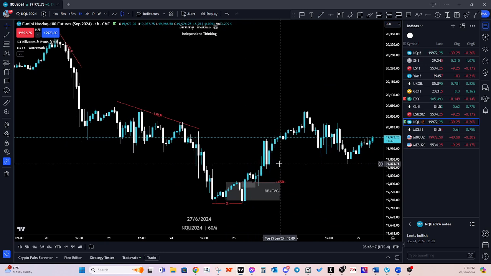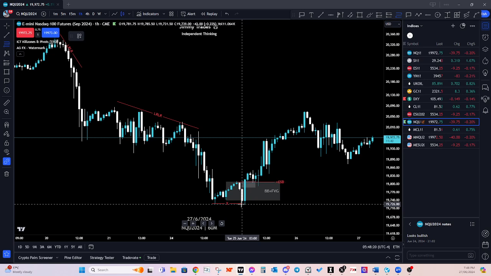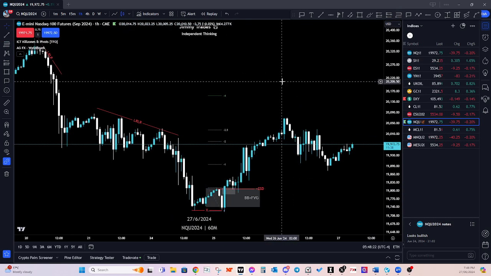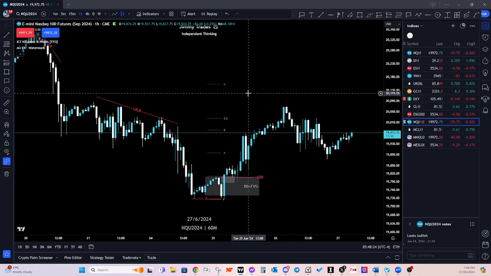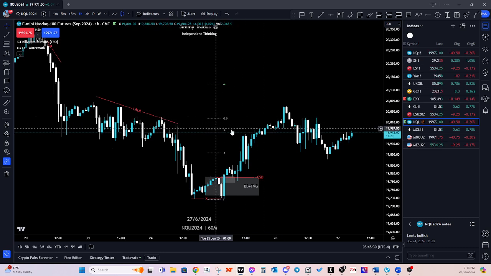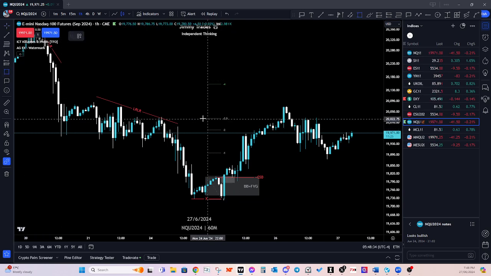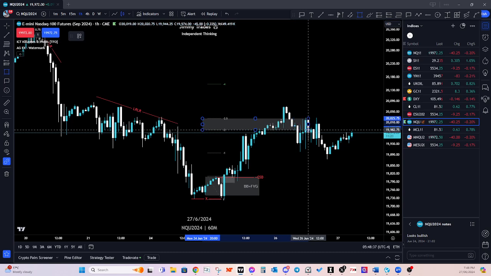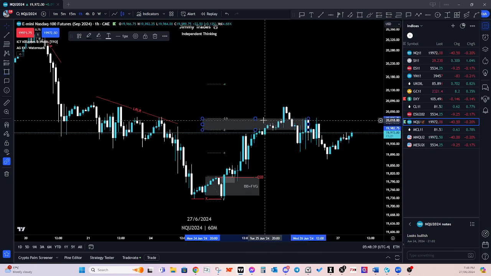Then if we want to, we can drag the standard deviations out, and we can see that we've got our target area, which is usually the -2 to -2.5, which price reached into, and price also closed above the -2.5.